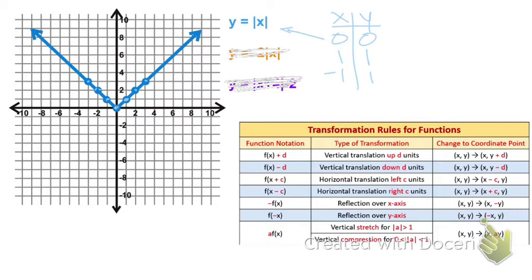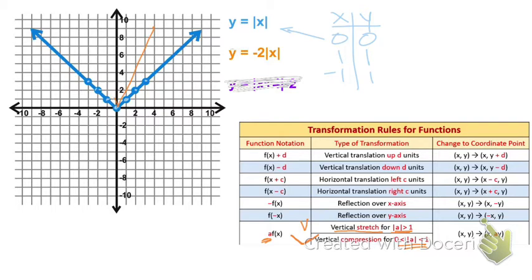So let's say we look at this orange one here, we multiply that parent function by 2. If you multiply it by a number bigger than 1, which it is, that is going to be a vertical stretch. And what that means is it becomes more narrow. If that number is smaller than 1, then it's going to be a compression. So think of it as smushing it. It becomes wider. So this one is actually going to be more narrow.